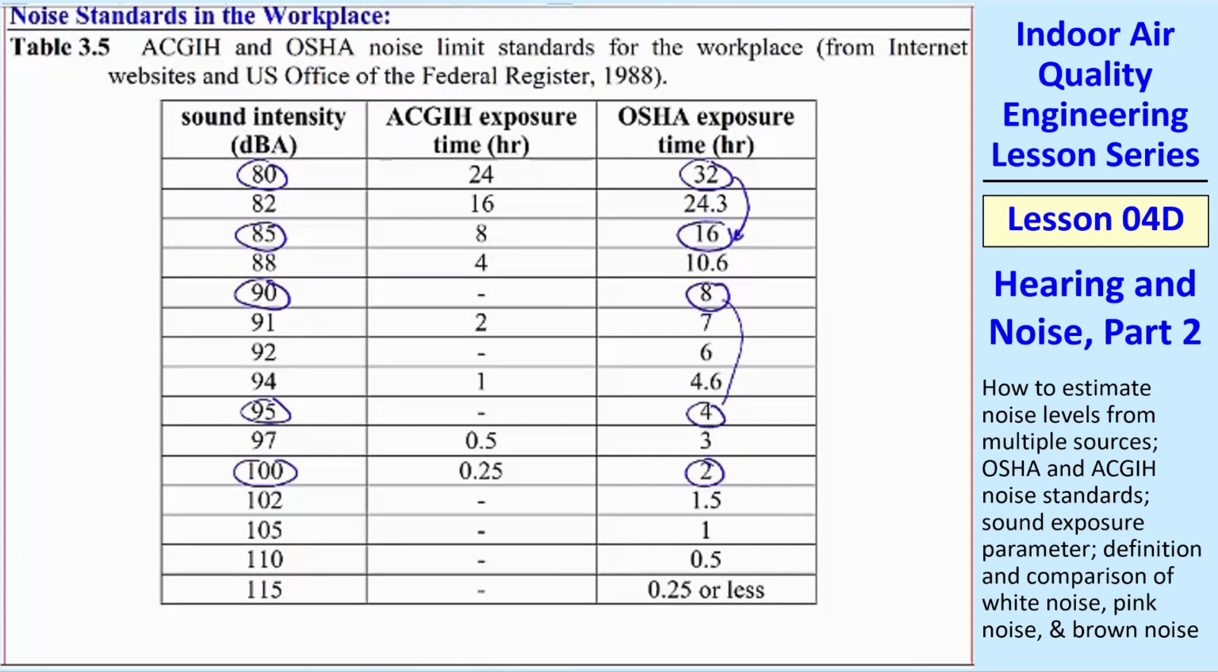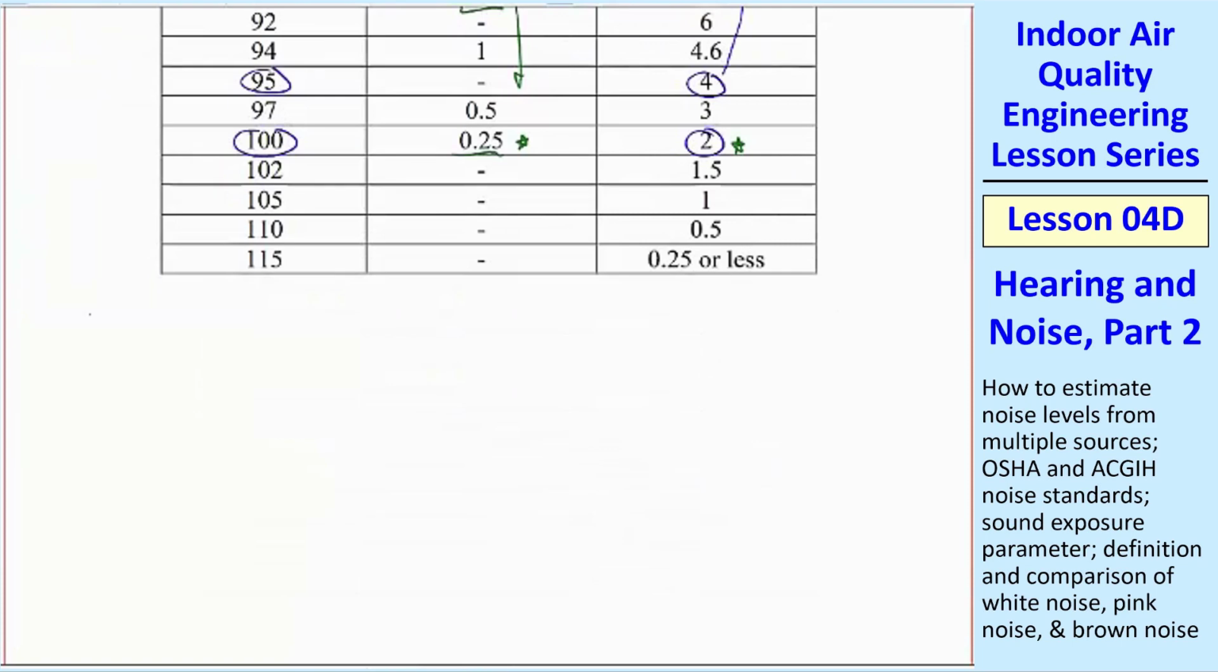ACGIH, I'll use green. 82 gives you 16. 85 is 3 dB more, and they go down by a factor of 2. 88 is 3 dB more than 85. They go down by another factor of 2. 91, add 3 to 88, and then they go down by a factor of 2, and it continues this way. So in any of these cases, say you have 100 dB, OSHA says you can tolerate that for 2 hours. ACGIH says only a quarter of an hour, 15 minutes. They're much more strict.